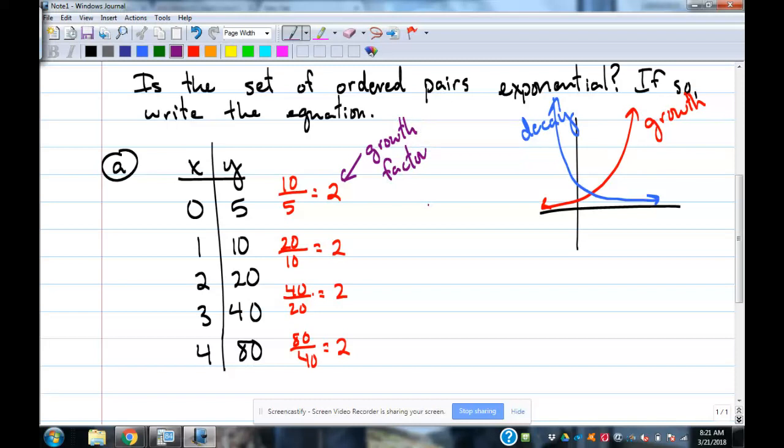I say growth factor here because what kind of number is 2? Positive, bigger number, right? It's not like 1/3 or something like that. So what the 2 is doing, to get from 5 to 10, we said 5 times 2. To get from 10 to 20, we said 10 times 2. We're multiplying by 2 over and over and over. That's the exponential part. That's what an exponential does. It multiplies by the same number every time.